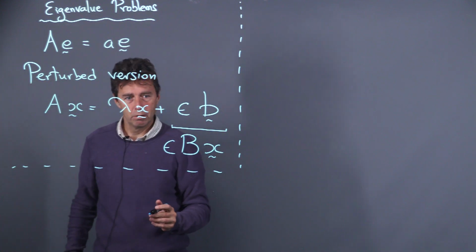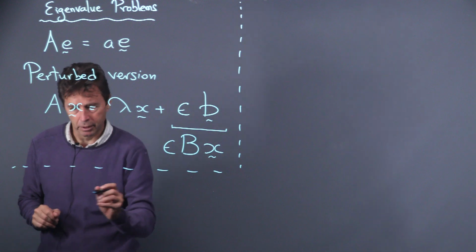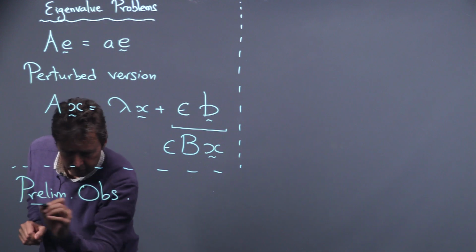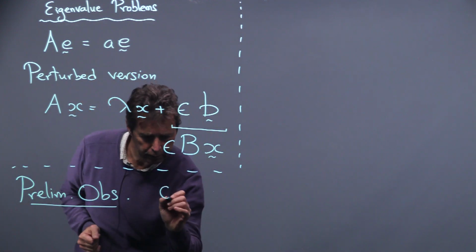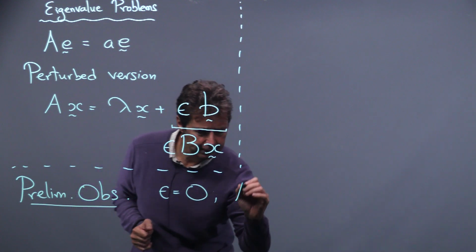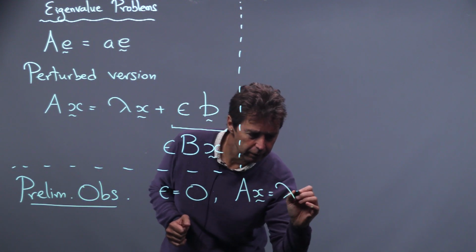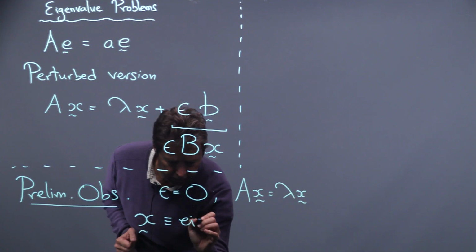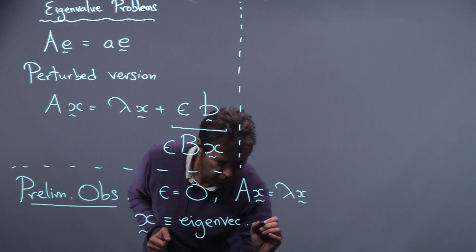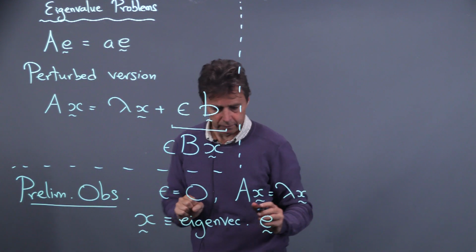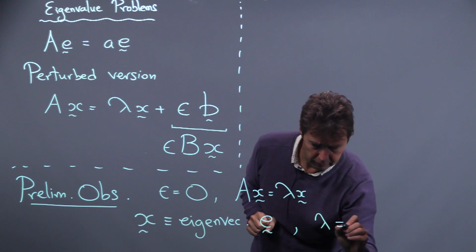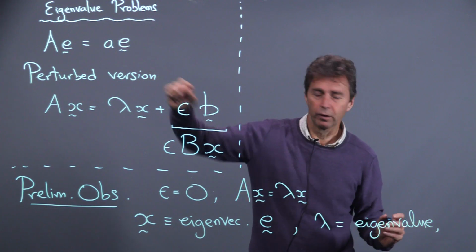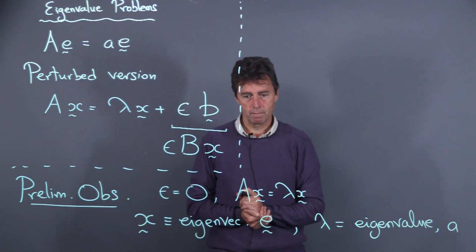Okay. So, I'm going to make some preliminary observations. That's always a helpful thing. Preliminary observations. If I put epsilon equals 0, I'm going to get Ax equal to lambda x. So I'm expecting that x is an eigenvector, which we've called E in this canonical problem up here, and lambda will be the eigenvalue, which is called A there. Right, so that's the problem.